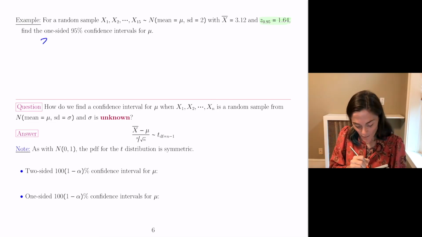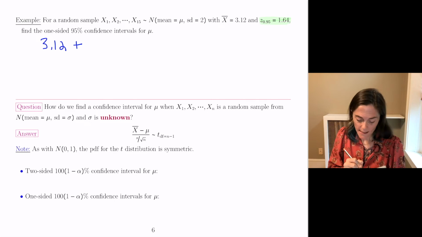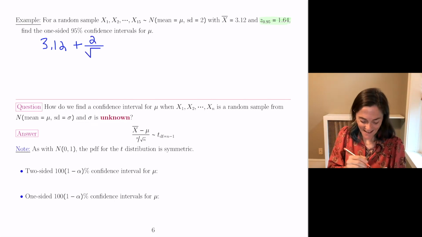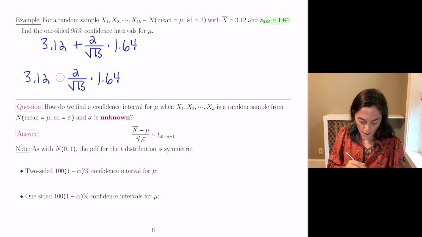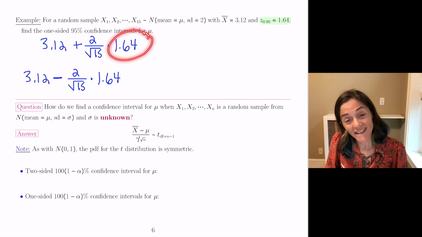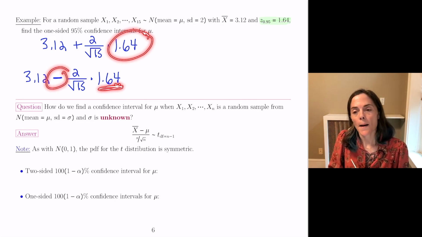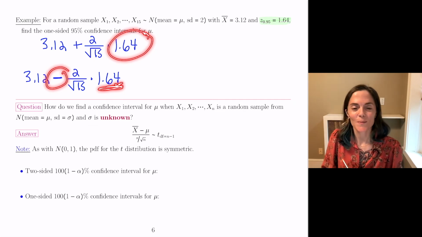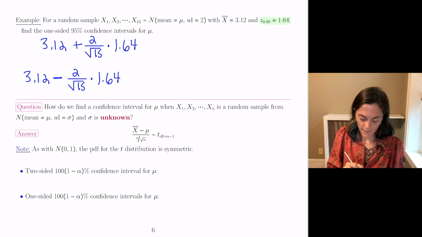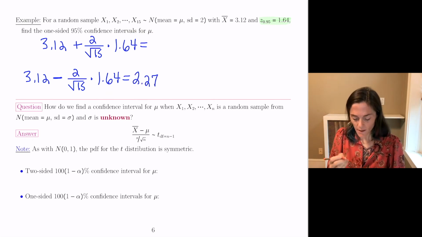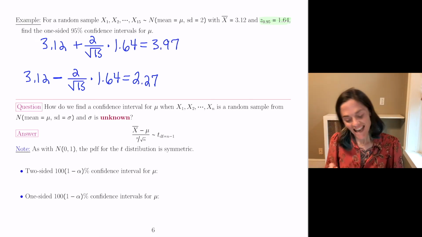Okay, let's take 3.12 plus sigma over the square root of n times 1.64. And then we will take 3.12 minus that, because this is the 0.95 quantile for the standard normal distribution, and minus that will be the 0.05 quantile for the standard normal distribution. Okay, this number is 2.27. This number is 3.97.